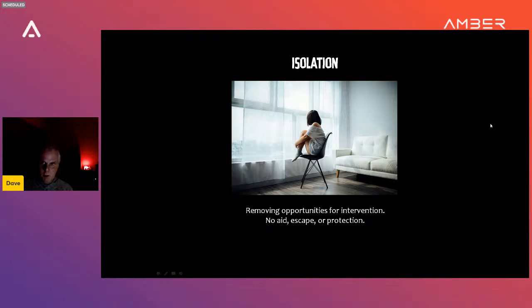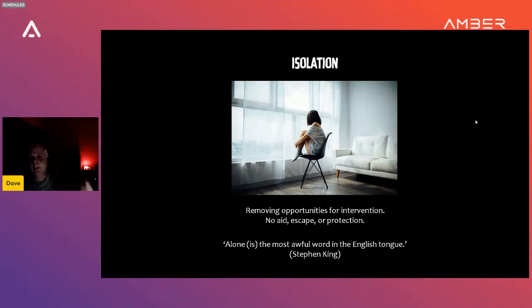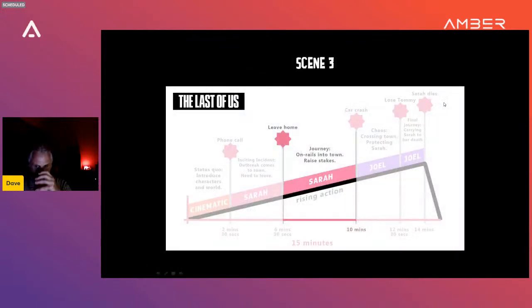And so we can hamper the response, and we can do that with tying up characters and incarcerating them. And then we can remove any additional help from elsewhere as well. And that's isolation. That's what we're doing here. As Stephen King said, alone is the most awful word in the English tongue. So you can see this isolation work happening as well.